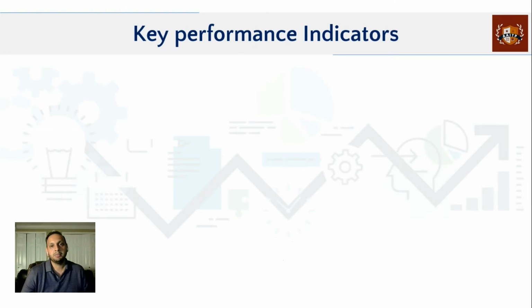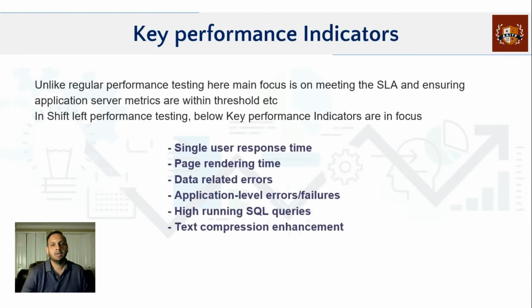So let's talk about some key performance indicators. Normally, when we talk about performance testing and the indicators are different, we would like to know in terms of user, the infrastructure, the SLA. But when we talk about shift left performance testing, we're really not talking about the end product. So the performance indicators might be slightly different here.